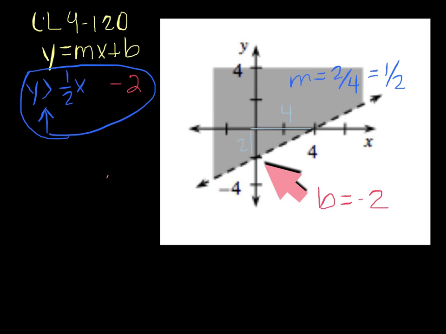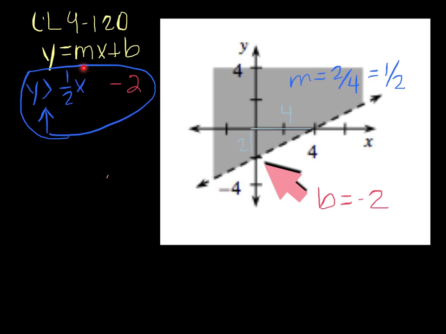Here's a review of some of the problems we worked on in class in Chapter 9, the closure problems. In 9.120, you were asked to write an inequality that was represented on the graph. If you use the slope-intercept form, you can see the slope is 1/2 because it goes up 2 and over 4. So rise over run is 1/2, and the y-intercept's at -2.